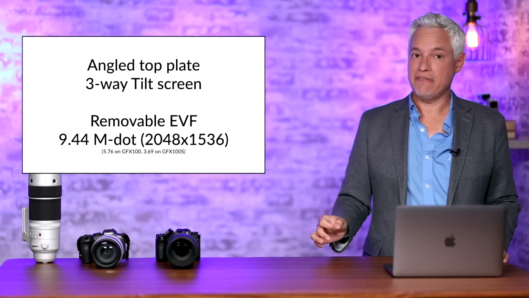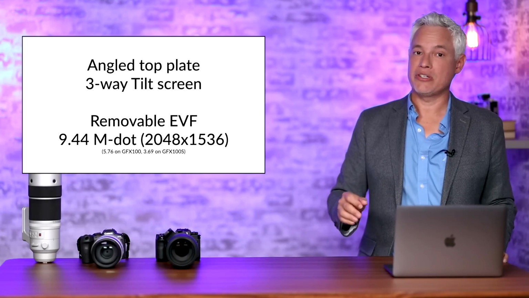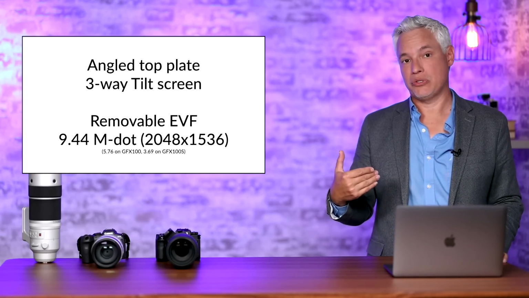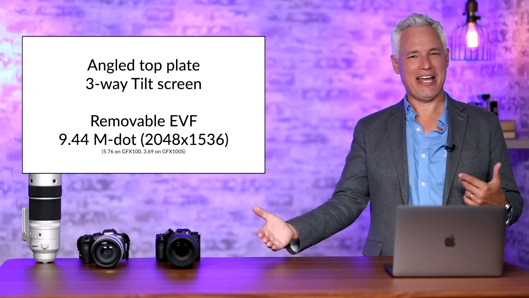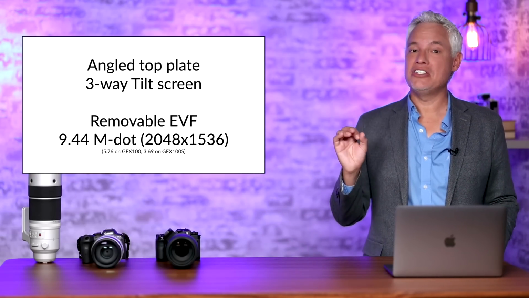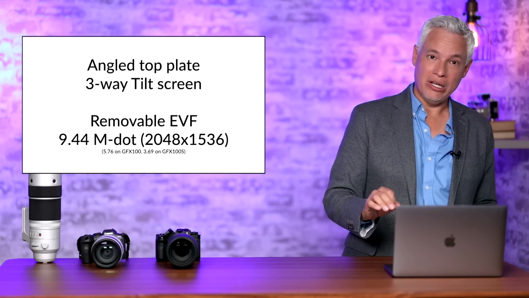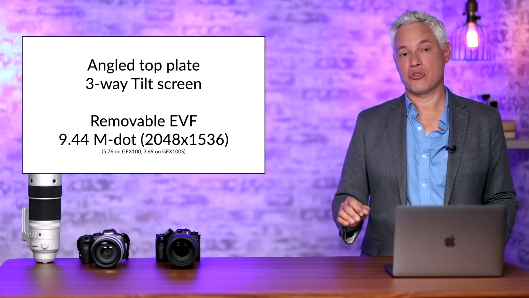Like the Fuji X-T5, it'll have a three-way tilting screen, so it'll tilt up and down, and then it will also tilt to the side, but it will not flip forward because for some reason people hate having that as an option. Just like the GFX100 original, it will have a removable electronic viewfinder.